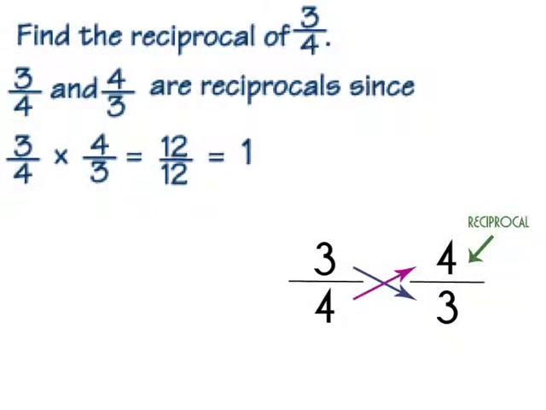Find the reciprocal of 3/4. 3/4 and 4/3 are reciprocals because 3 times 4 is 12, and 4 times 3 is 12, and 12 over 12, or 12 divided by 12, is equal to 1. So it's really just taking the fraction or the whole number, making a fraction out of it, and flipping it upside down.